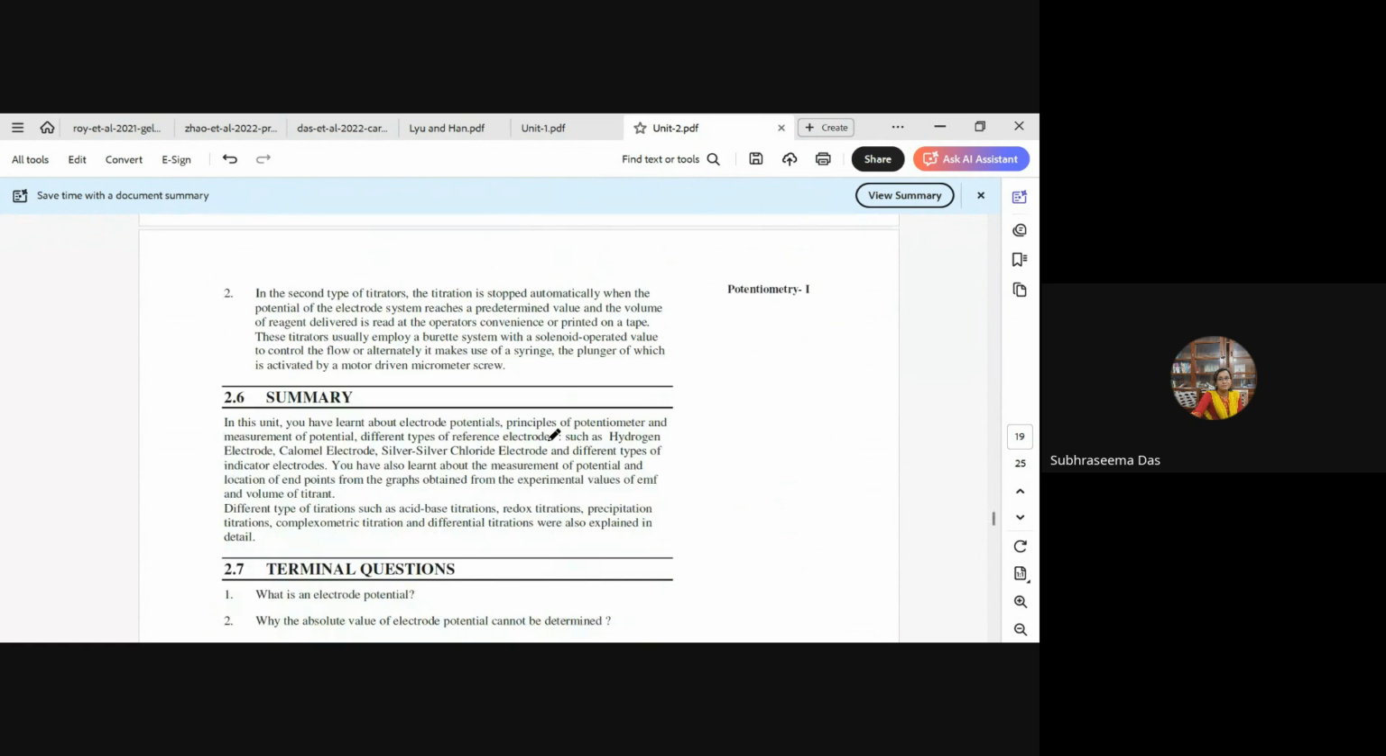So with this, we finish our part on potentiometry and the different types of potentiometric applications. So this much for today.